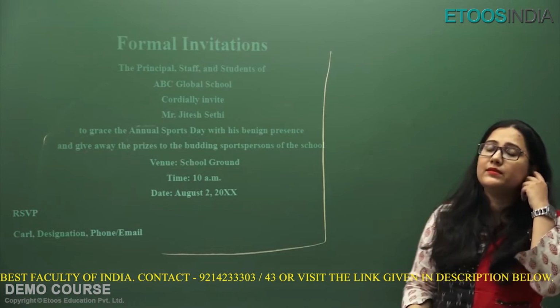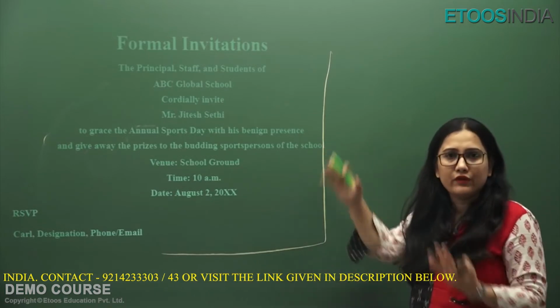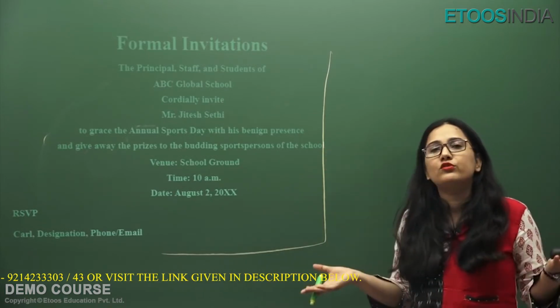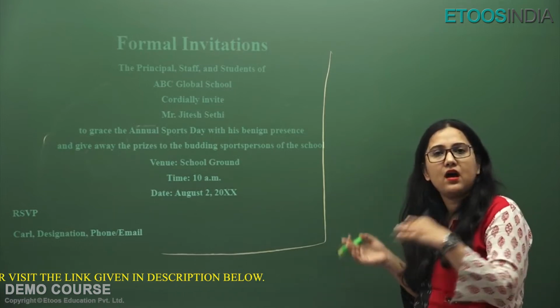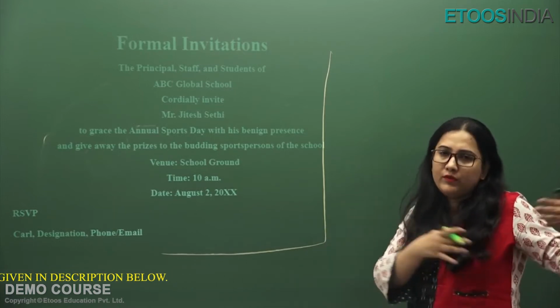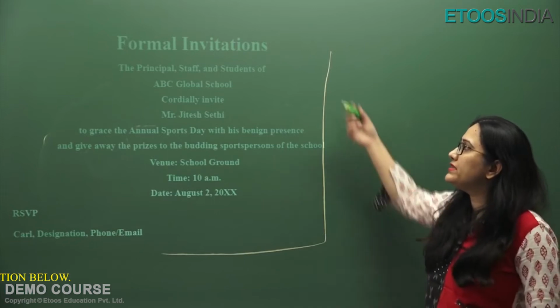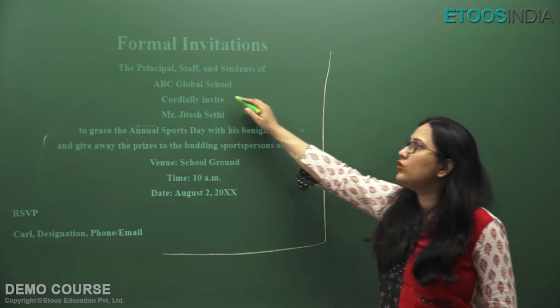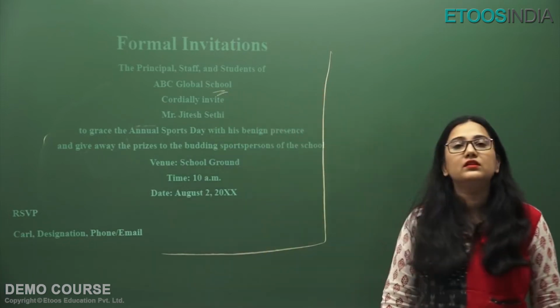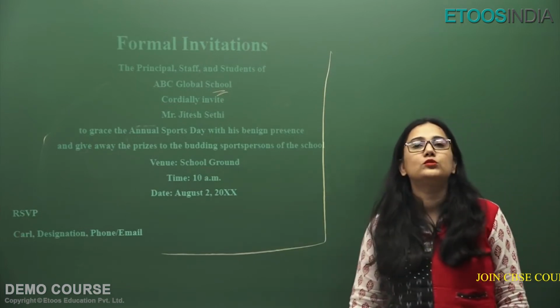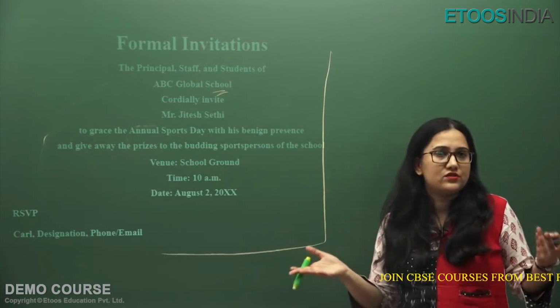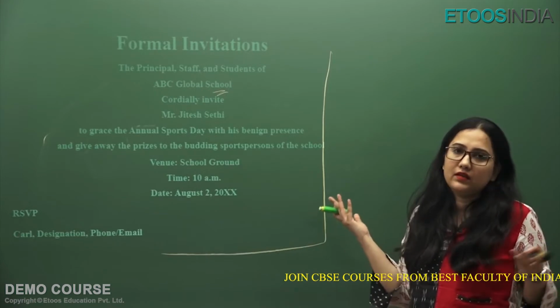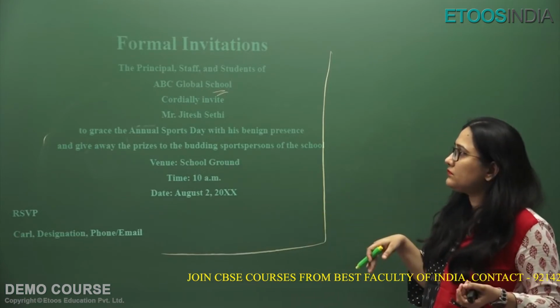And obviously, because it's a formal card going from the school side, who's the most important person? The principal, and the staff and the students follow the principal's name. You write the principal, staff and students of ABC Global School. Since the name was not given, we chose to write ABC Global School or XYZ Global School. It's not given, so we will write ABC XYZ.